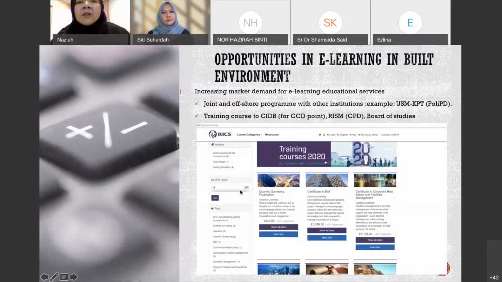So the opportunities in e-learning in built environment, we're increasing the market demand for e-learning education. For example, we have the joint and offshore program with other institutions, HBP versus KPMs or PolyPD. It's actually 100% e-learning methods during this COVID. Previously we do have about 90% of online learnings. But somehow this gives an opportunity and gives a source of income to the schools.